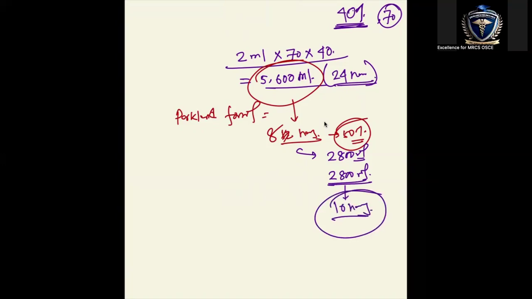So this is the Parkland formula. Why 8 hours? Because in the first 8 hours there will be the maximum amount of fluid loss, because there is so much inflammation. The vessel pores will be more leaky in the first 8 hours, with a cytokine storm, and the leak will completely stop after 24 hours.